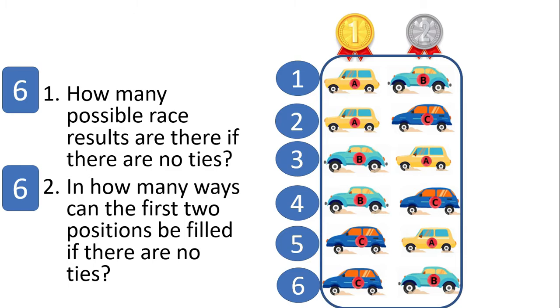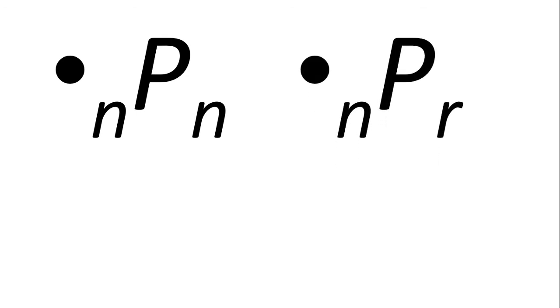The tree diagramming approach is effective in dealing with permutation problems just like this. But this is a very tedious task, especially when there is a large number of participating racers. Thus, we will study how to solve for the number of permutations given the definitions of permutation of n taken n and permutation of n taken r.